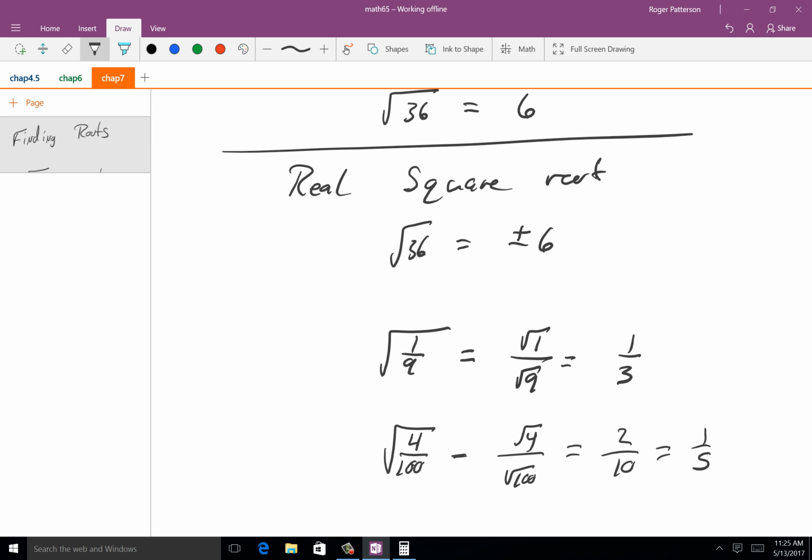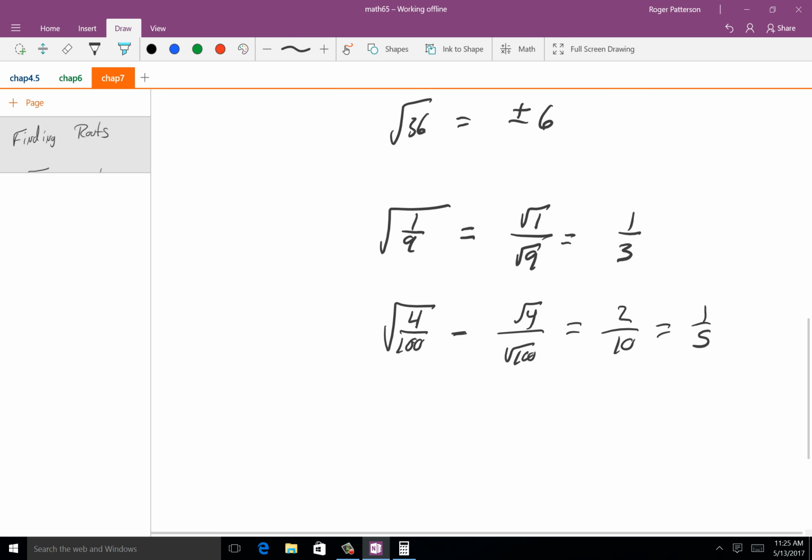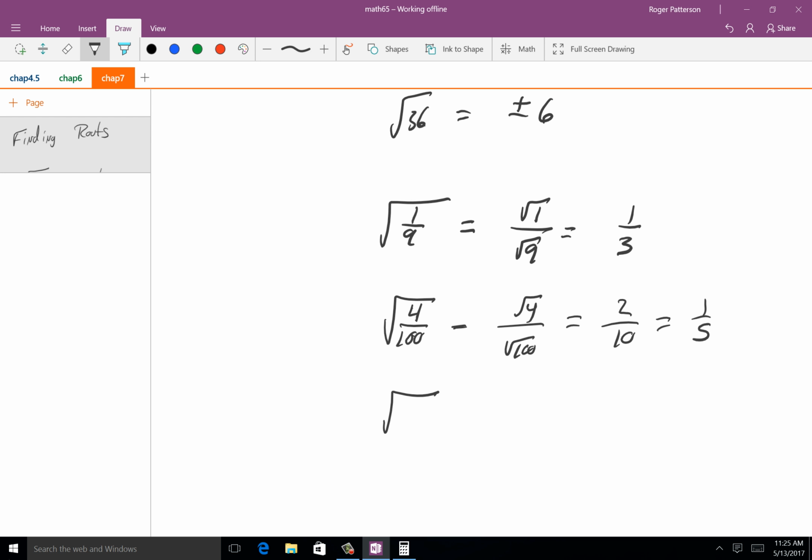The one thing you want to be careful of is this, square root of a -16. Now let's think about what we said about square roots. Is there a number that I can multiply by itself, so these two numbers have got to be the same, and I'm going to get a -16? No. I'm not going to get a negative anything? No.